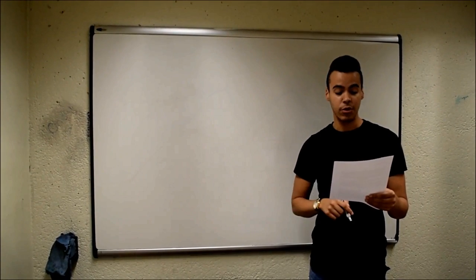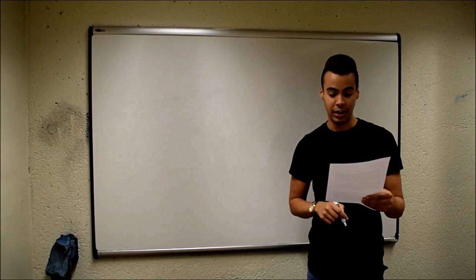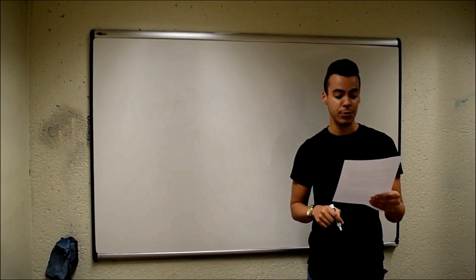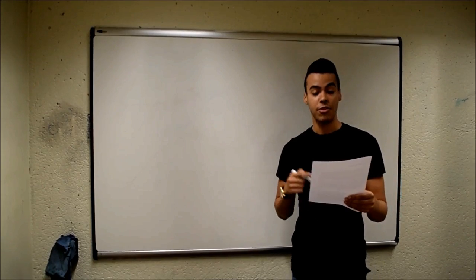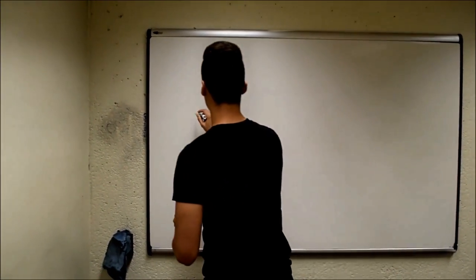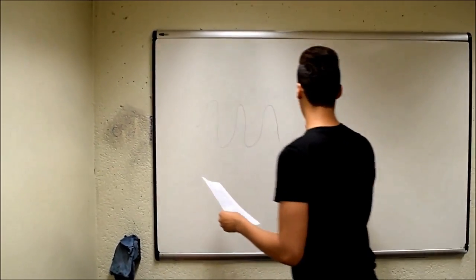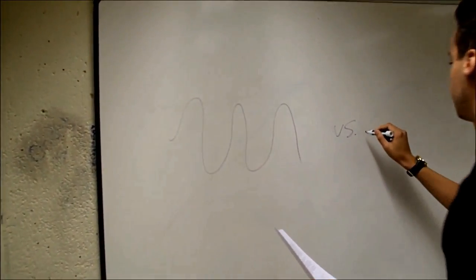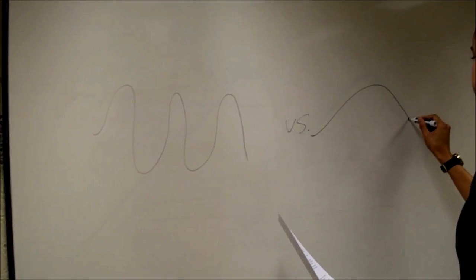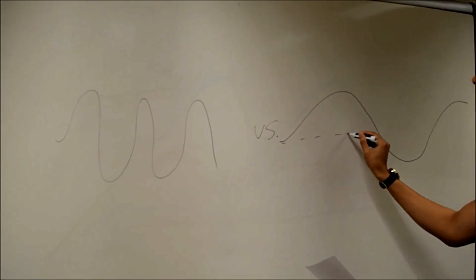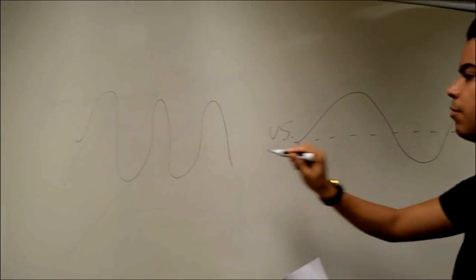Frequency is the number of fully completed cycles or periods of the electromagnetic radiation per second. The most common unit of measurement for this is hertz. A wave with a high frequency looks something like this, while a wave with a low frequency looks something like this, with this being the baseline for both.